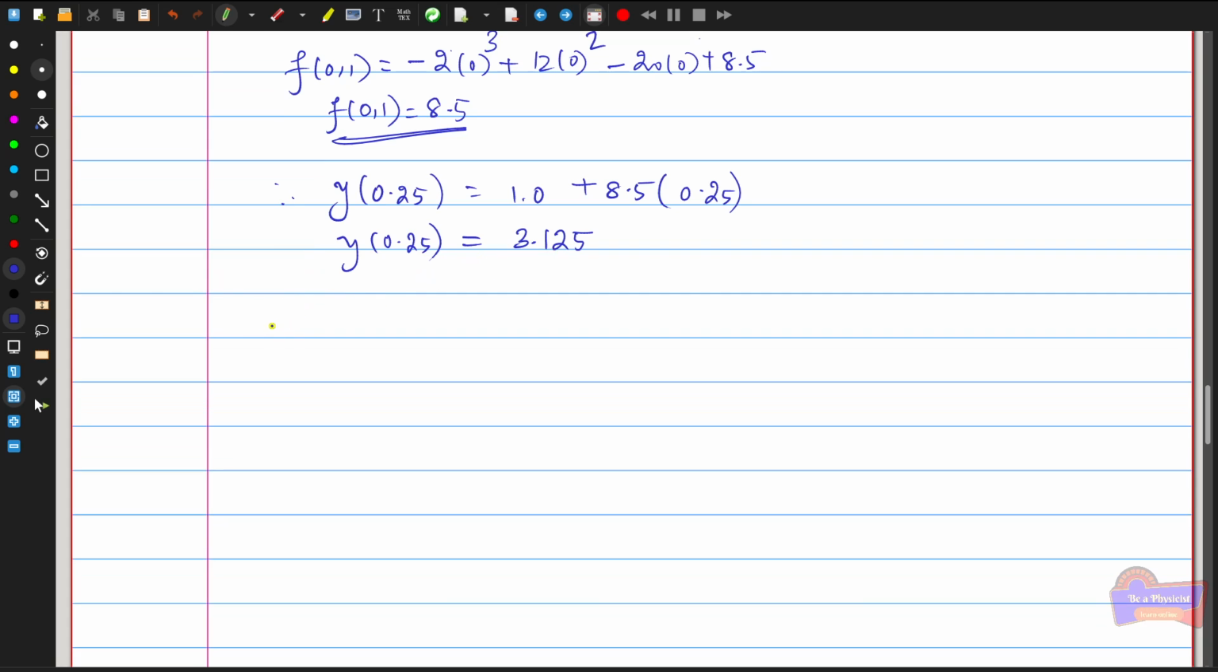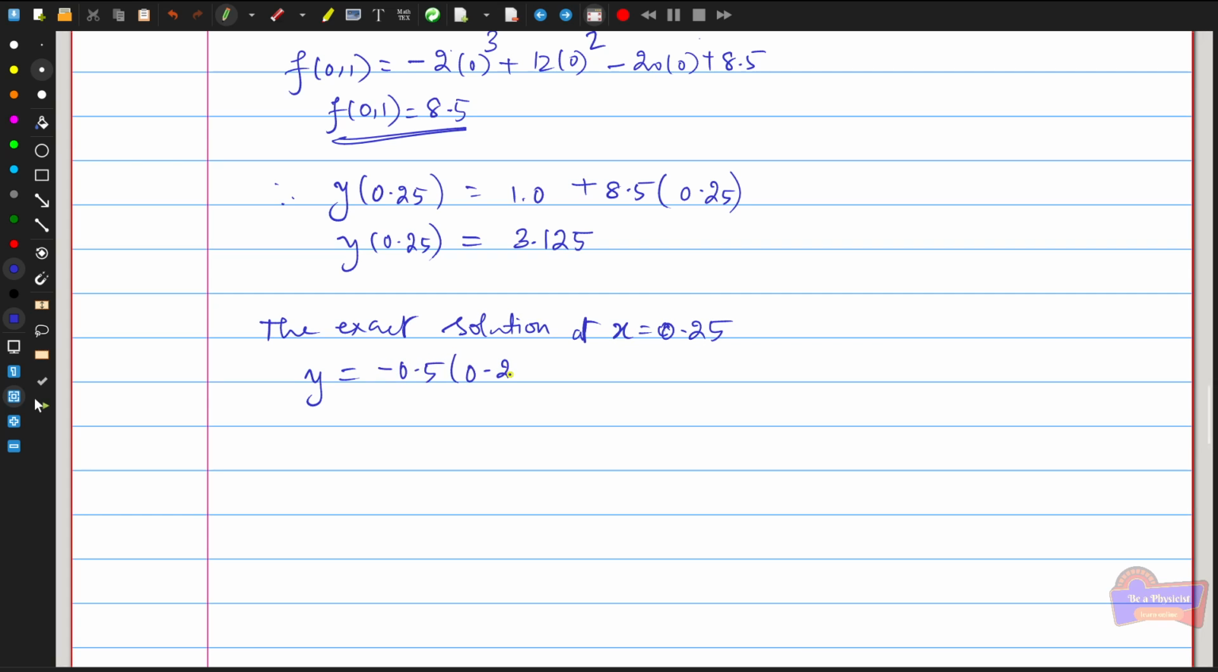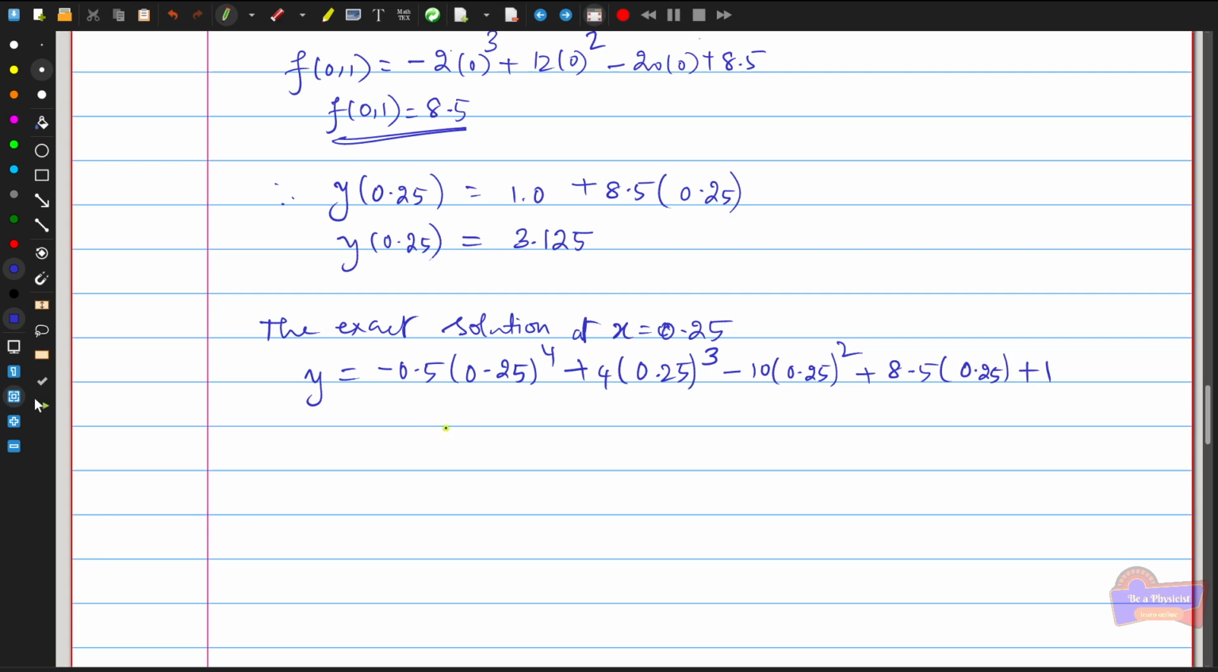Now I can write the exact solution. This is the true solution using the exact formula at x equal to 0.25. So I can write y equal to minus 0.5 times 0.25 to the power 4 plus 4 times 0.25 cubed minus 10 times 0.25 squared plus 8.5 times 0.25 plus 1. You can do the calculation, and the final value is y equal to 2.56054. So this is the exact solution at x equal to 0.25.